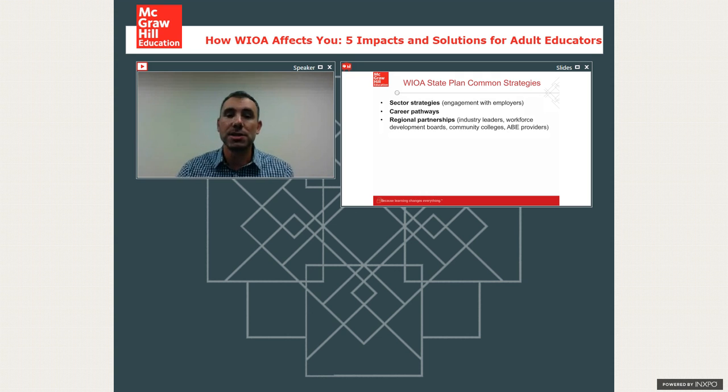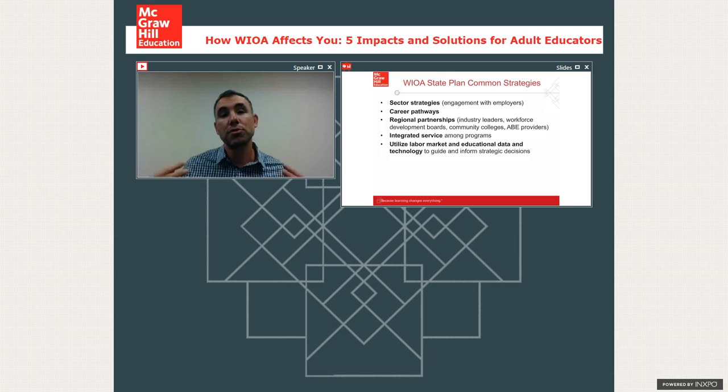In terms of the common strategies that we've seen across the state plans, these are the things that we have seen. Sector strategies, or career pathway strategies if you're talking from the education side. Regional partnerships, so that means bringing in all of the important players, including industry leaders, workforce development boards, community colleges, and adult basic education providers. Integrating the services that each of those programs is providing. And one thing that's important and definitely new as part of this is utilizing labor market and educational data and technology to inform decision making.